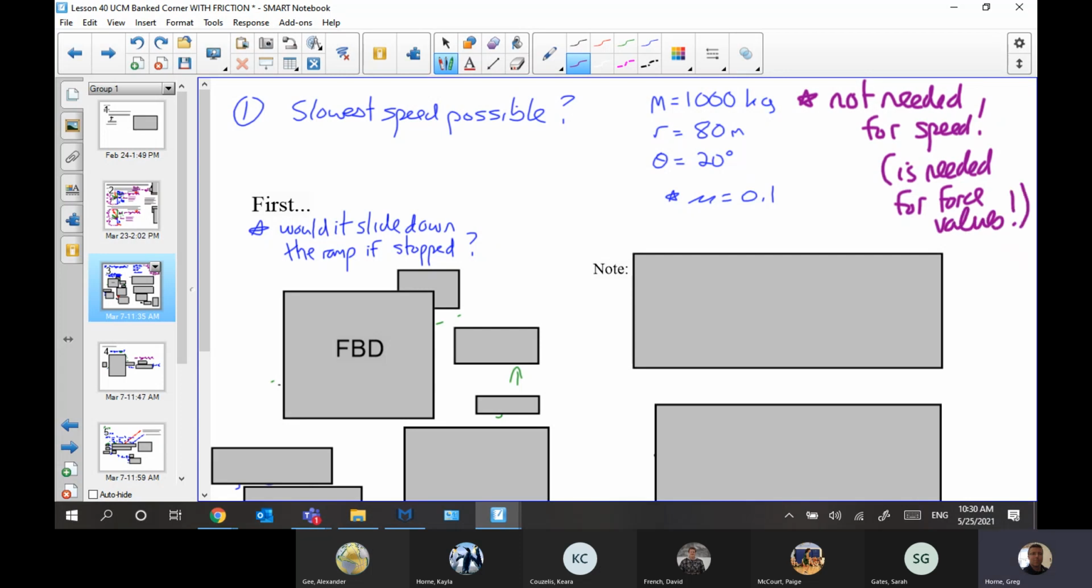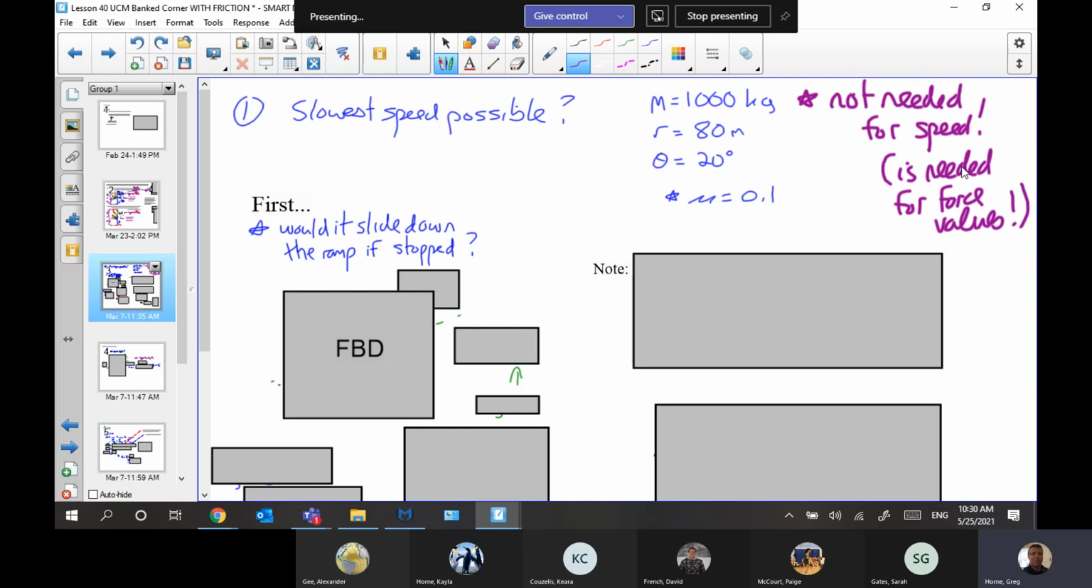Okay, so, if that makes sense to you. You don't need it for speeds, but you do for force values. Anyway, so let's go through this. Would it slide? This is my first analysis here, was just basically, would it slide down the ramp if it actually just stopped, right?